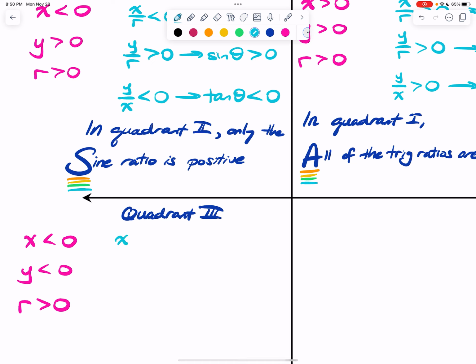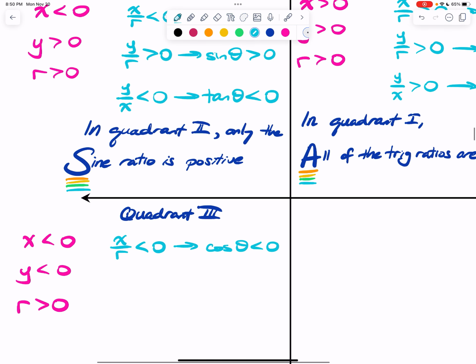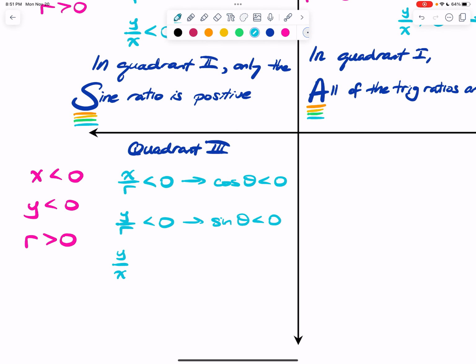Because of this, when we look at the ratio x over r, we're going to get a negative divided by a positive. So that is negative, meaning that cosine is negative. When we look at y over r, we're going to take a negative divided by a positive, so that's also negative. So the sine ratio is also negative. But when we look at y over x, that's negative divided by negative. That is positive. So in this quadrant, the tan ratio is positive, and it's the only one that's positive. Sine and cosine are both negative.